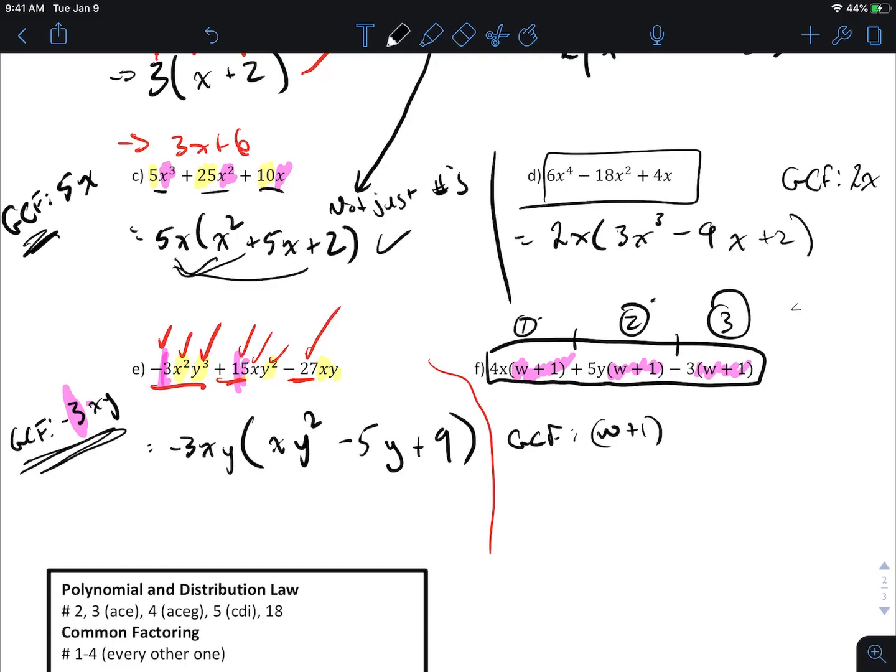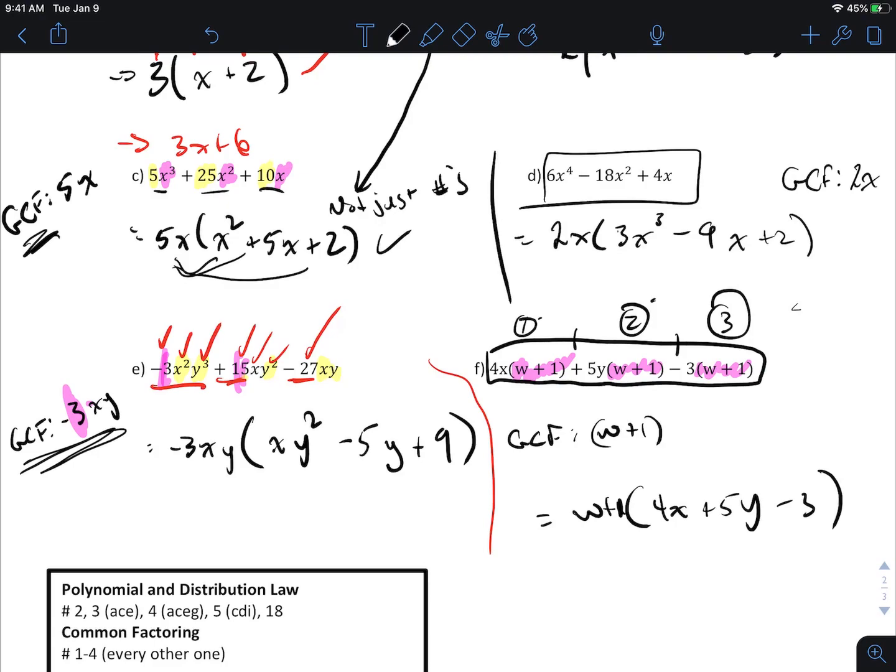So then you're just going to go, okay, well, I'm going to take W plus 1 out and write what's left after I take it out. 4x plus 5y minus 3. Done. That's common. You'll see that when we do a little bit more factoring, more complicated factoring examples. That's all that's common.